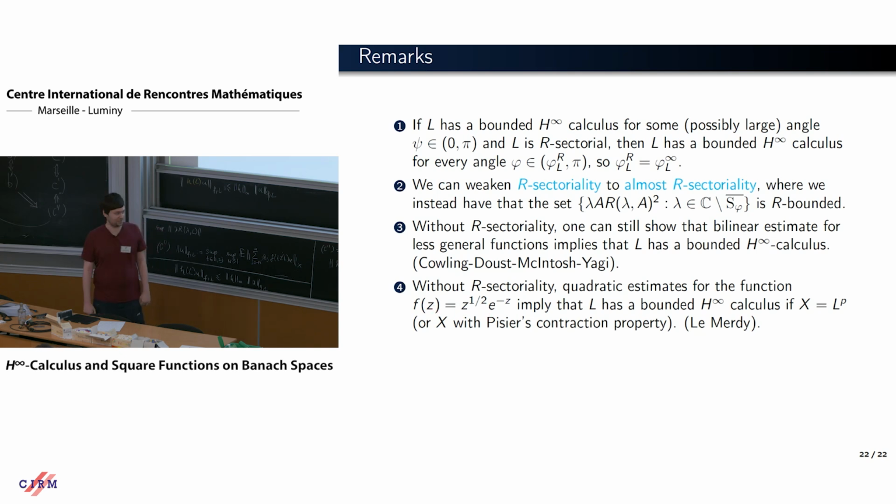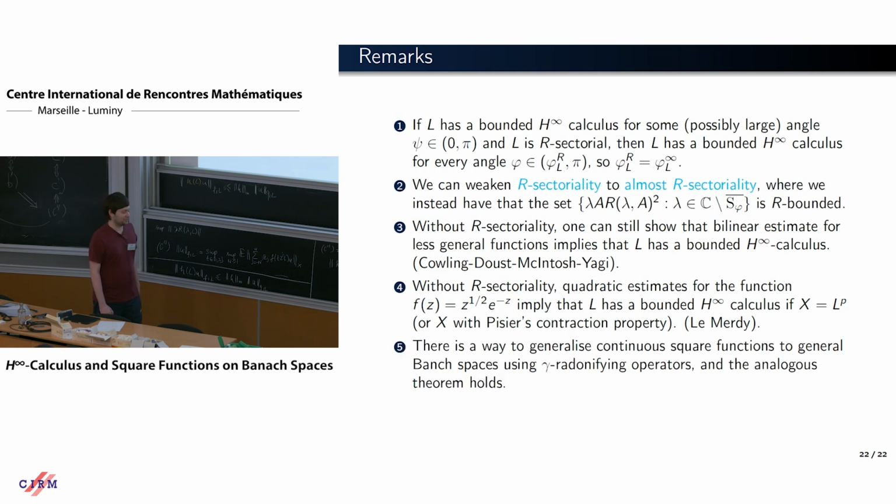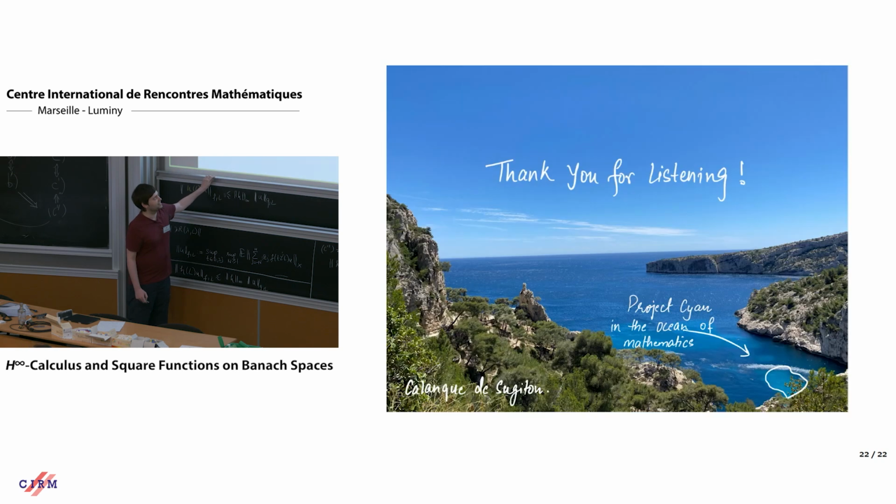And one final thing, we've done everything for discrete square functions. There is a notion of continuous square functions using gamma-radonifying operators, and there is an entirely analogous theorem to the one we stated, but going through that is a lot more technical. So we didn't. And that's it.